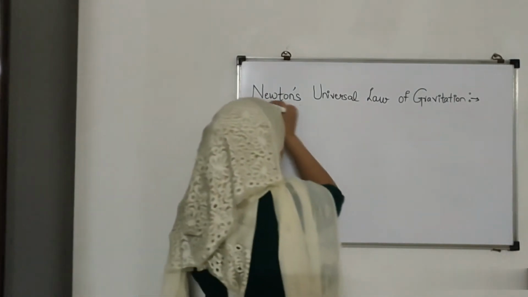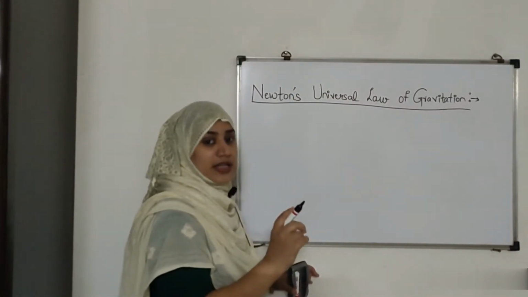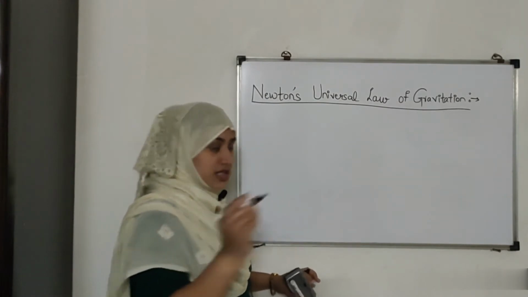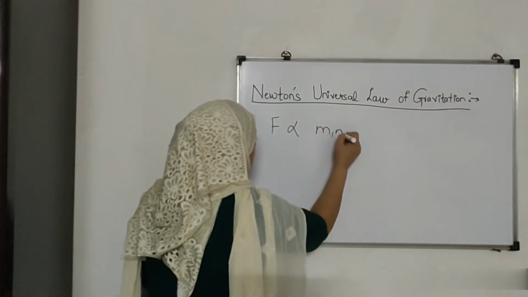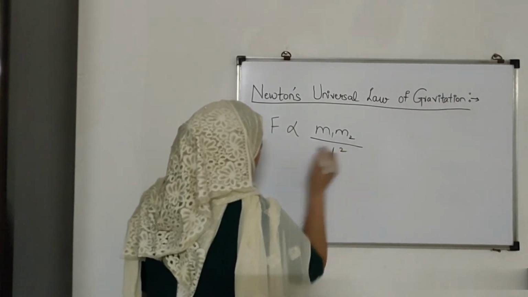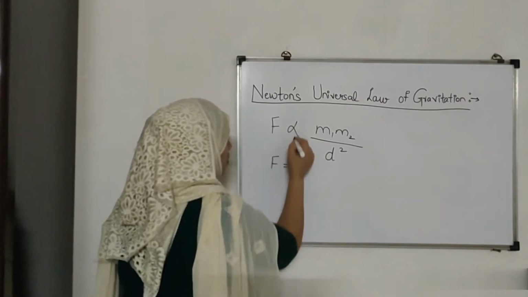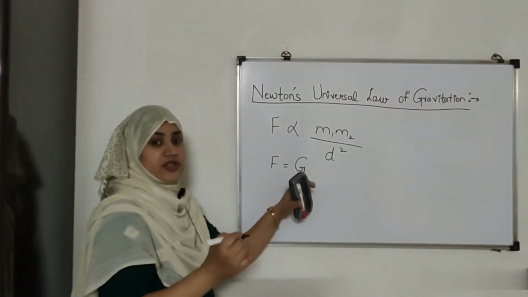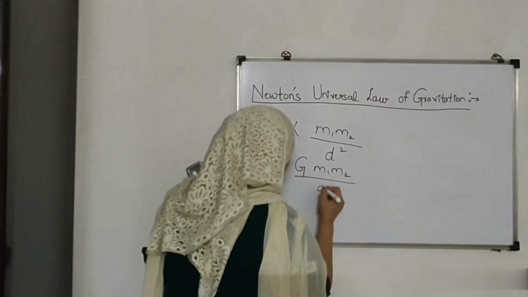Today's topic is Newton's universal law of gravitation. What law did Newton give us of gravitation? He said that every particle in the universe attracts every other particle with a force F, which is directly proportional to the product of their masses and inversely proportional to the square of the distance between them. When I remove the proportionality, I put a constant known as the universal gravitational constant: F = G m1 m2 upon r square.